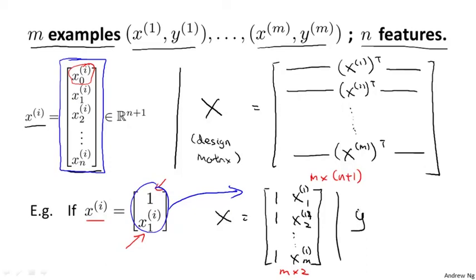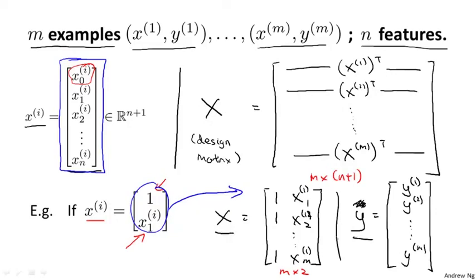And the vector y, sometimes I might write an arrow on top to denote that it's a vector, but very often I'll just write this as y either way. The vector y is obtained by taking all the labels, all the correct prices of houses in my training set, and just stacking them up into an m-dimensional vector, and that's y. Finally, having constructed the matrix X and the vector y, we then just compute theta as X transpose X inverse times X transpose y.